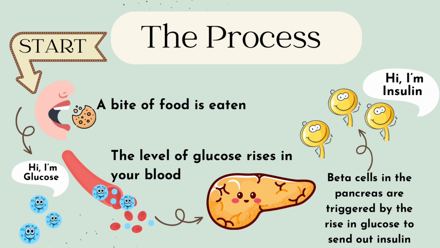Now, this is the next step here. Insulin, represented by these little yellow guys here on the far right side. Hi, I'm insulin. You can see his little call out there. So the beta cells in the pancreas get triggered. They make these little yellow guys. So just remember, we've got the yellow guys, those are insulin, and we've got our little blue guys, those are glucose. And the glucose was put there by starting the process of eating the cookie.